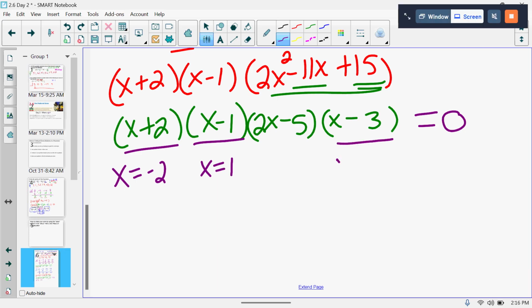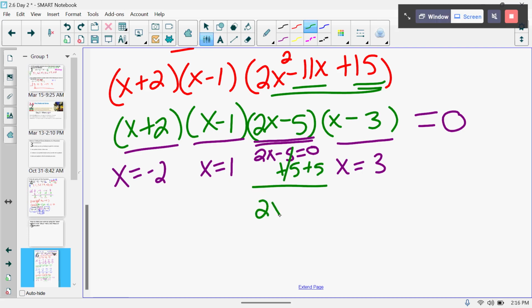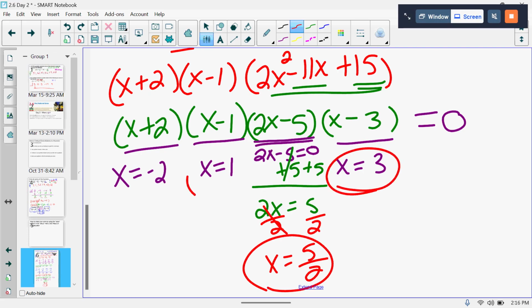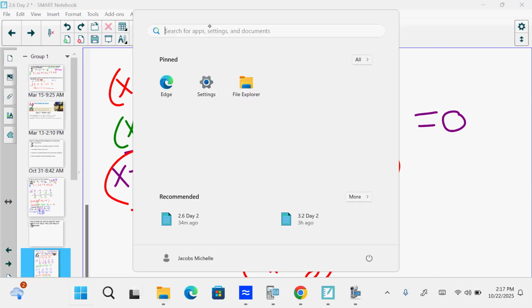I'm going to jump ahead to this one. X would have to be 3 because 3 minus 3 is 0. This one's the trickiest. You might not just know the answer. 2x minus 5 equals 0 is what you have to solve if you don't know. So add 5 to both sides. So 2x equals 5. Divide by 2. So 5 halves should be the other answer. Guys, 5 halves, or 5 divided by 2, is 2.5.